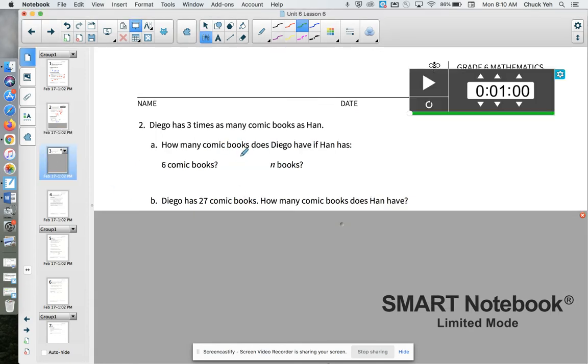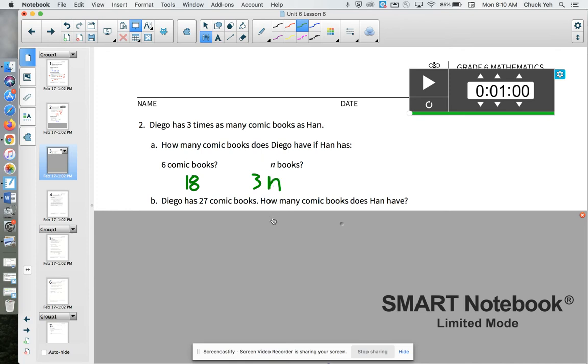Diego has 3 times as many comic books as Han. How many comic books does Diego have if Han has 6 comic books? So Diego has 3 times as many comic books as Han. So wouldn't that be 18? Because 6 times 3. If it's N books, then it will be 3N, huh? 3 times whatever.